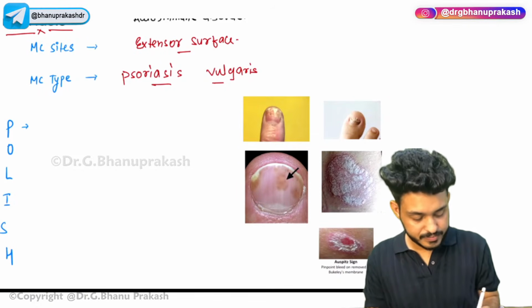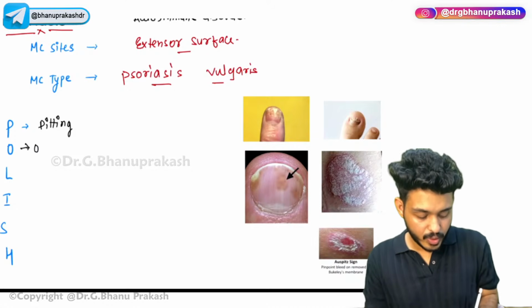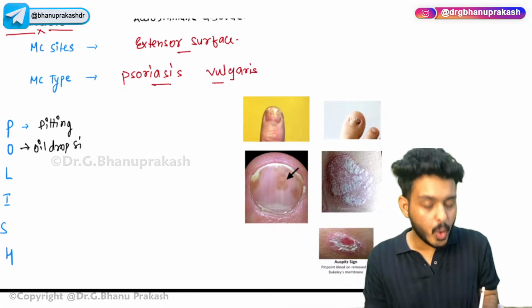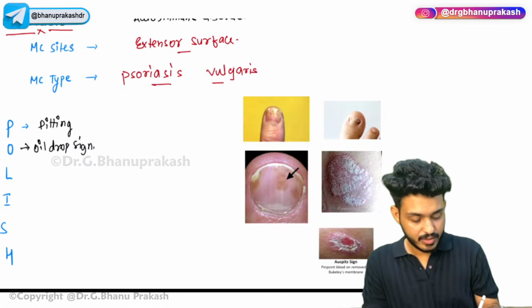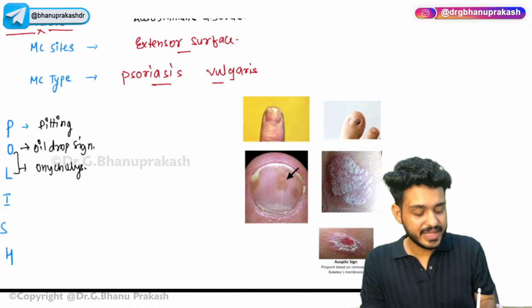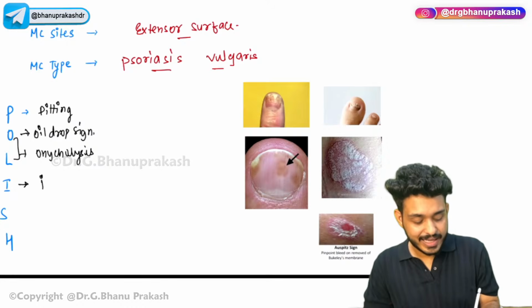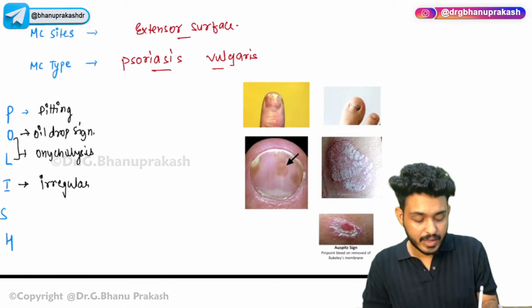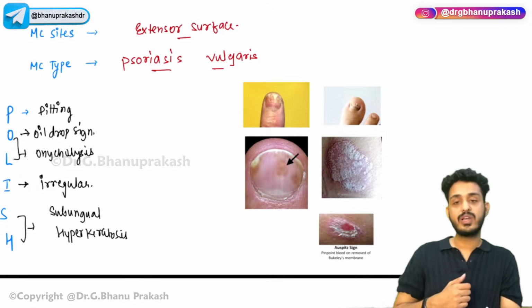POLISH. P is for pitting. O is for oil drop sign. L, O and L will go together, that is onycholysis. I will tell you everything, just be patient. I is for irregular pitting. S and H will be subungual hyperkeratosis. So this is the mnemonic, POLISH is the mnemonic for that.